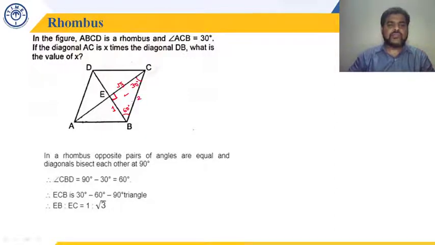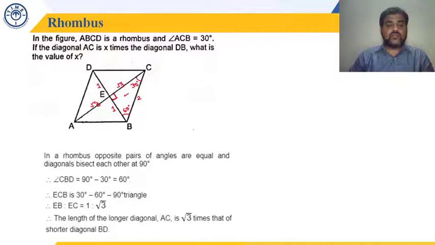Okay. Now since we know that diagonals bisect each other, can I say the length of AE and length of EC will be equal? So this will also be √3, and the length of DE will be equal to length of BE. So this will also be equal to 1. So AC is x times the diagonal BD. The length of the longer diagonal AC will be 2√3, and BD or DB is equal to 2.